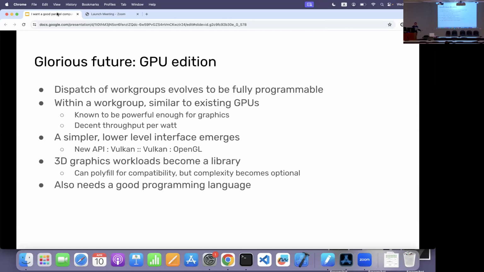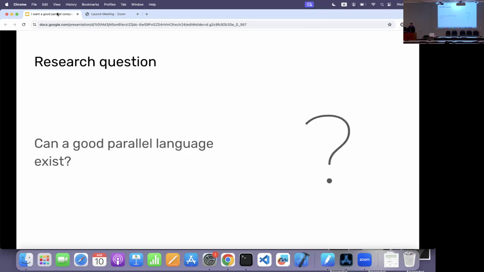This also needs a good programming language. Maybe the same programming language as the other vision. If it's magic, I can magic two programming languages or one that serves both needs. So designing a programming language for this hardware is obviously one of the big research questions. There is academic work, but there's nothing that's really emerging as a solution.